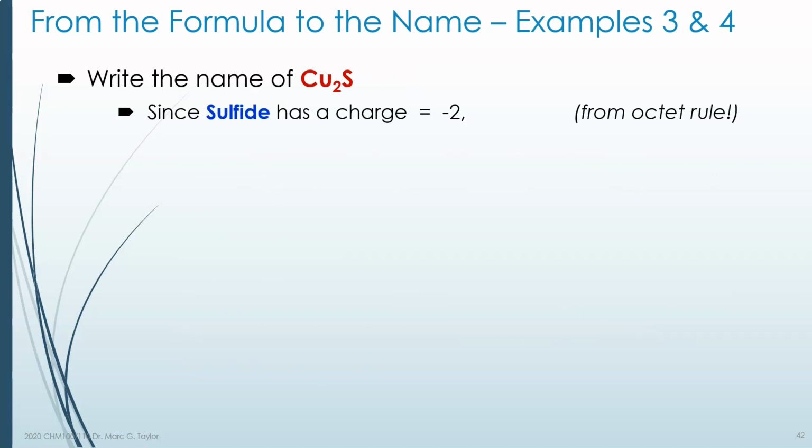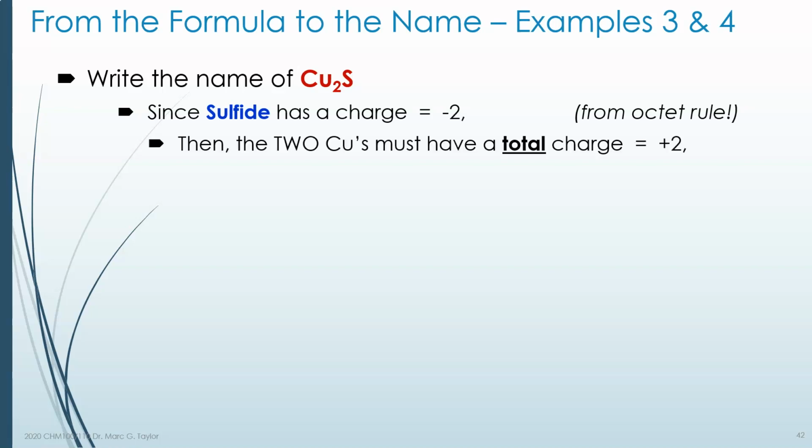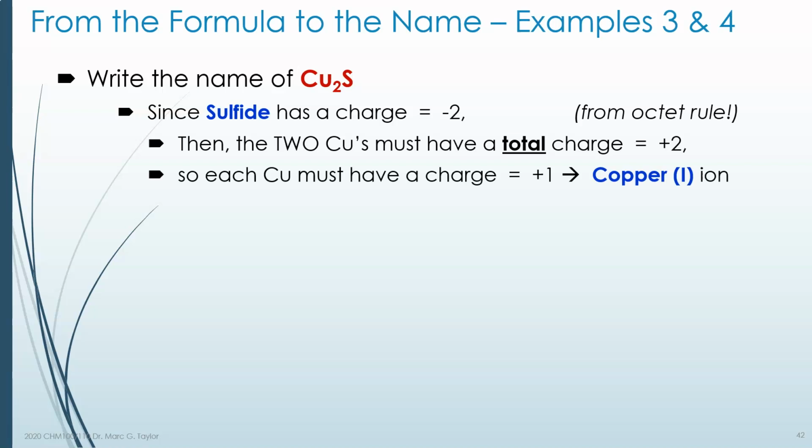Cu2S. Okay, we know it's a sulfide. Sulfides are always -2. That means the total of our coppers must have a charge of +2. So if we have 2 coppers that are a total of +2, well, then each copper must be a +1. And therefore, these are copper-1 ions. Don't let the 2 in the formula fool you in naming them. The 2 there means the ratio of elements. It's 2 coppers to 1 sulfur. It is not the charge of the copper. So you put this together, copper-1 sulfide.